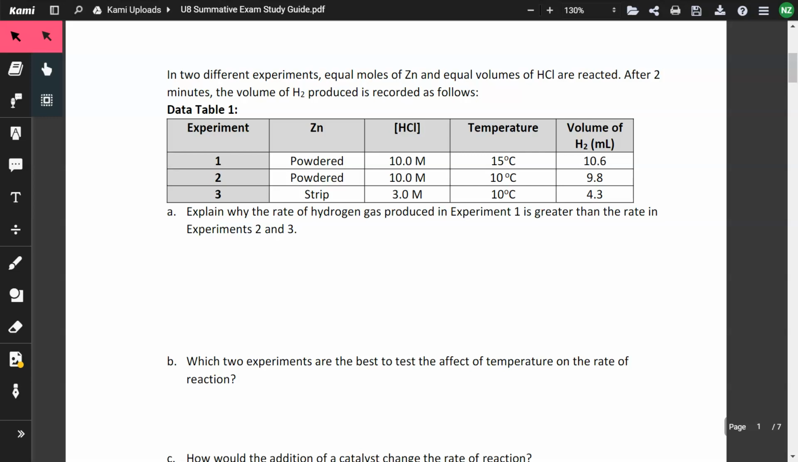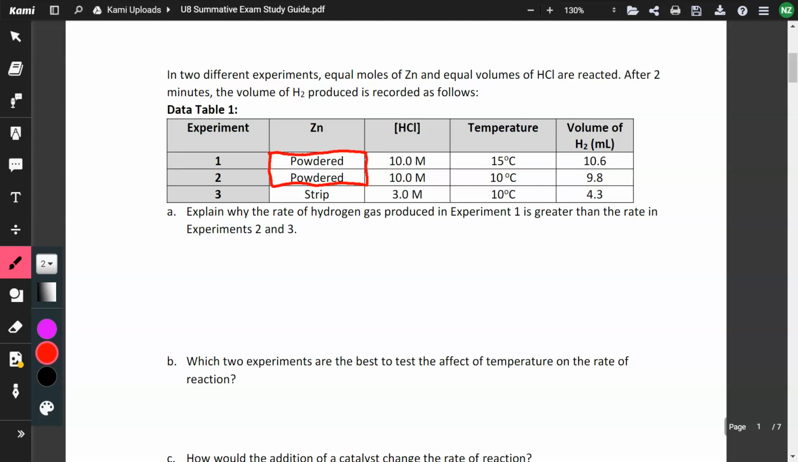Well, let's take a look here. So remember, surface area, so the first column that we're looking at here, surface area is going to increase the reaction rate. So in experiments 1 and 2, it's powdered. So it's more likely to react because more surface area is exposed. Okay, what else do we have? In experiments 2 and 1, the concentration is a lot higher than 3.